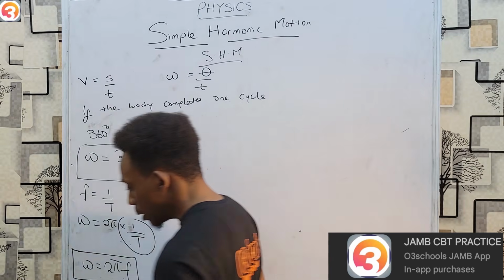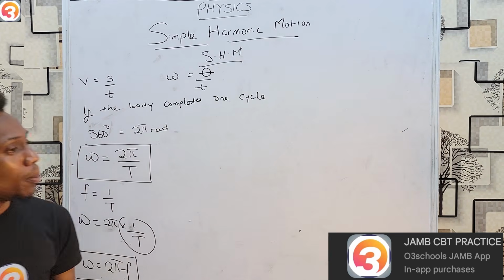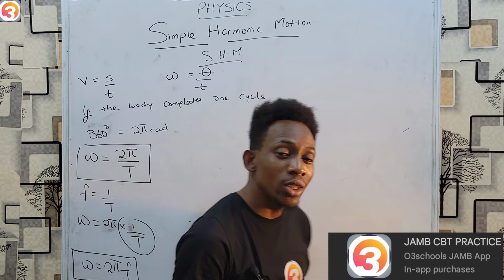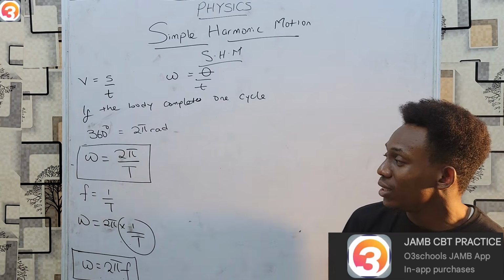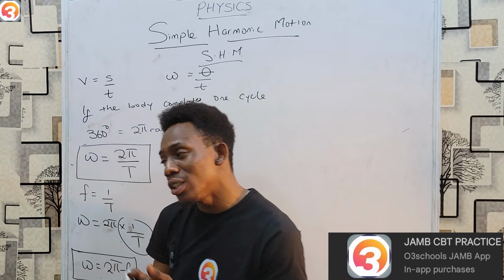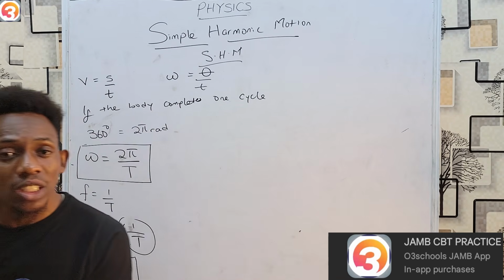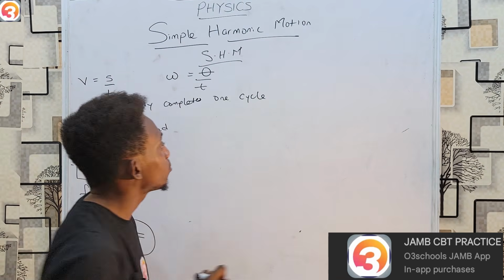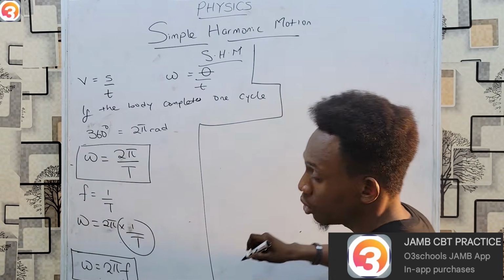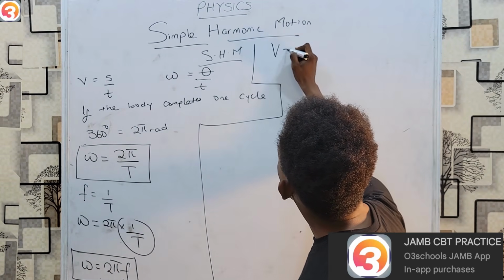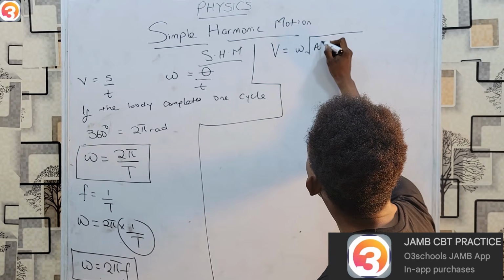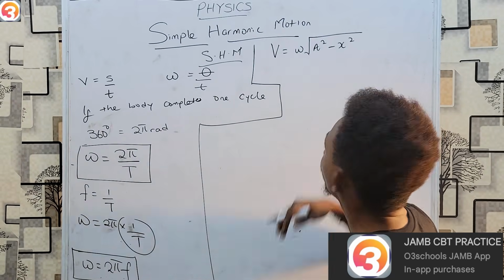Now with this in mind, what if we want to get the linear velocity parallel for each of these? I know angular velocity. What if I want to transfer this angular velocity from being angular into being purely linear? Then there's a general formula for it in SHM. The general formula is that v equals omega times the square root of a squared minus x squared.